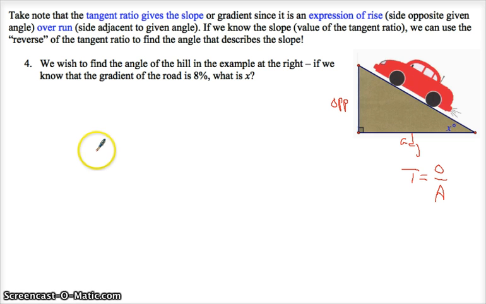It gives the rise over run. If we know the slope, we can use the reverse of the tangent ratio to find the angle. So tangent is a way to translate between slopes and angles. We've never really had that before.